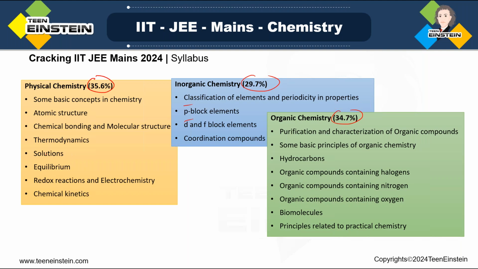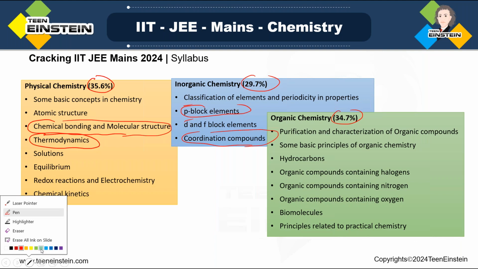So here you should focus on thermodynamics, then we have chemical bonding, then we have P block, and we have coordination compounds. So you should give these more preference. And after that, for medium preference, obviously you will cover all this syllabus, but still if we talk about more probability of getting questions, then you should focus on solutions, which is a medium probability.